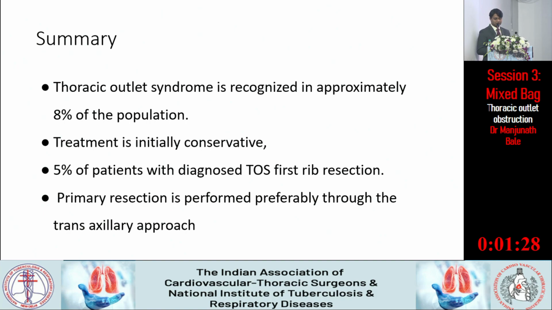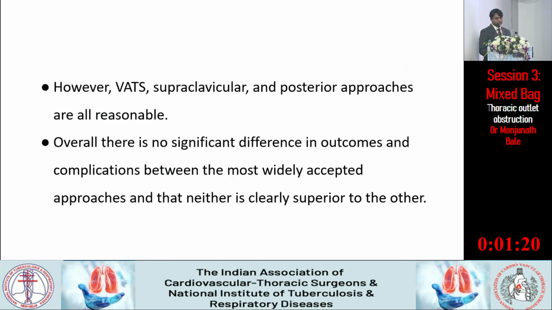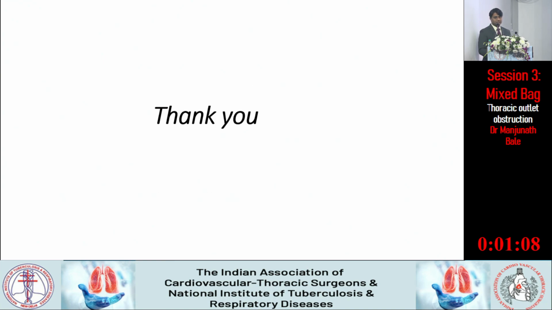5% of the patients are treated with first rib resection. Primary resection is performed preferably through a transaxillary approach. However, VATS, supraclavicular and posterior approaches are also reasonable. Overall, there is no significant difference in outcomes and complications between the widely used approaches, and neither one is clearly superior to the other. Thank you.